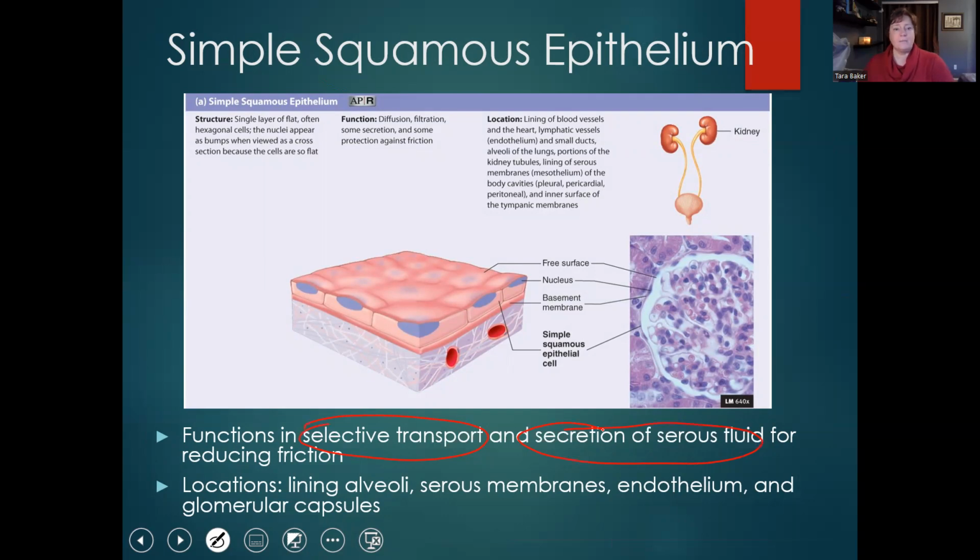So we can find them in the blood capillaries, like I mentioned. Also, they're going to be in the alveoli, which is the lungs. Serous membranes, endothelium, and glomerular capsules. You don't know what those things are yet, so please remember that they're in the blood capillaries, in the lungs, and in the serous membranes. Those are 3 places you want to remember for the simple squamous epithelium.